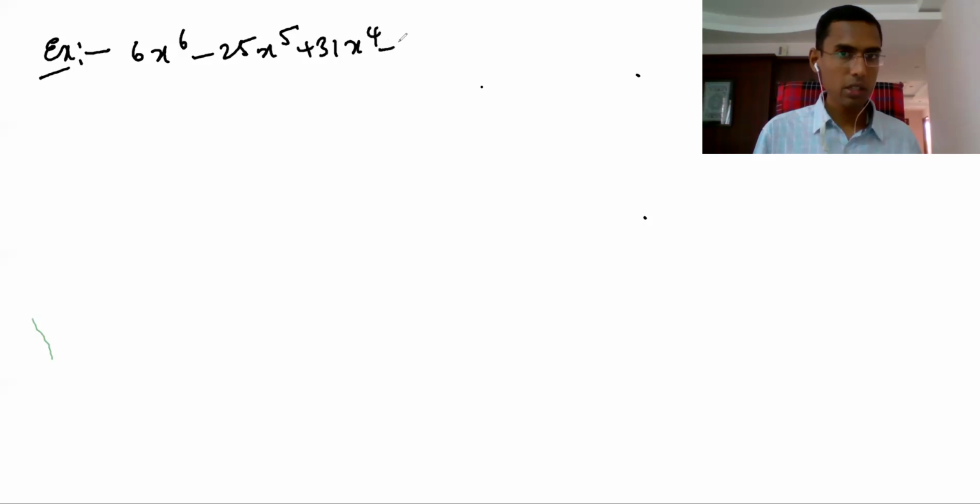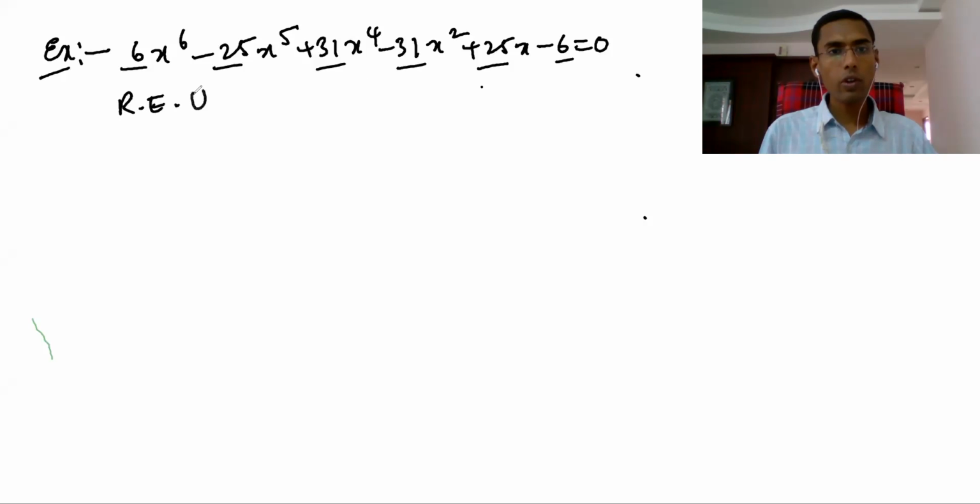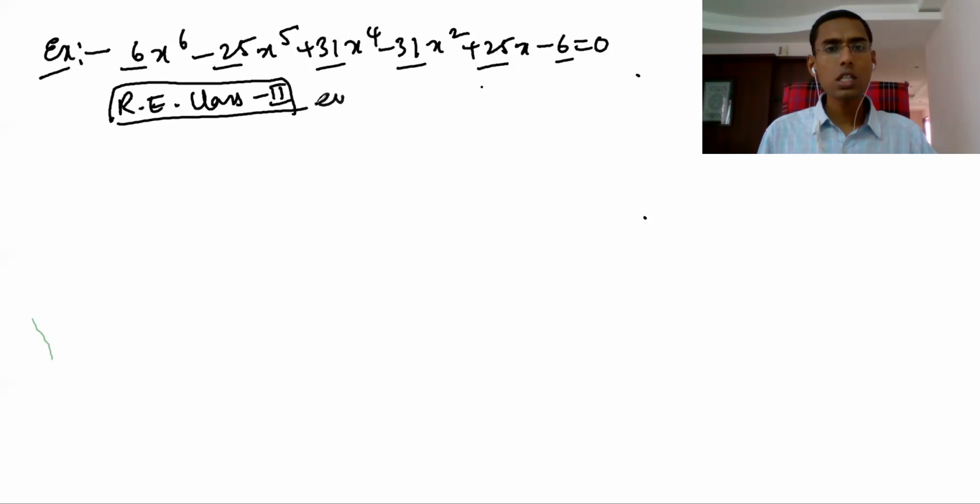You have this example: 6x^6 minus 25x^5 plus 31x^4 minus 31x^2 plus 25x minus 6 equal to 0. This is obviously, 6 is there here, minus 6 is there here, minus 25 plus 25, 31 minus 31. So this is a reciprocal equation of class 2, very clearly. So your reciprocal equation of class 2 and even degree.